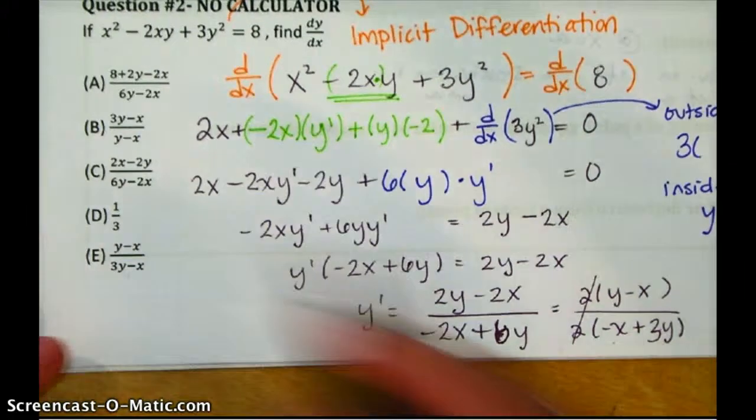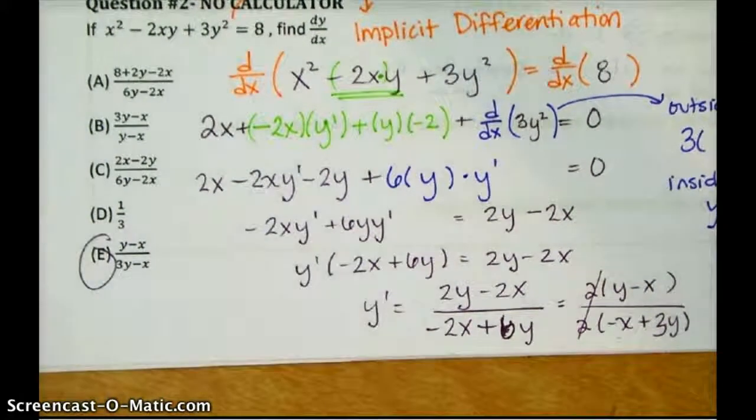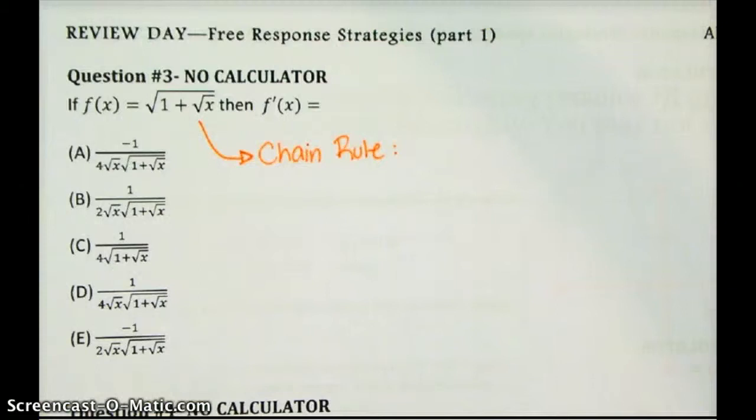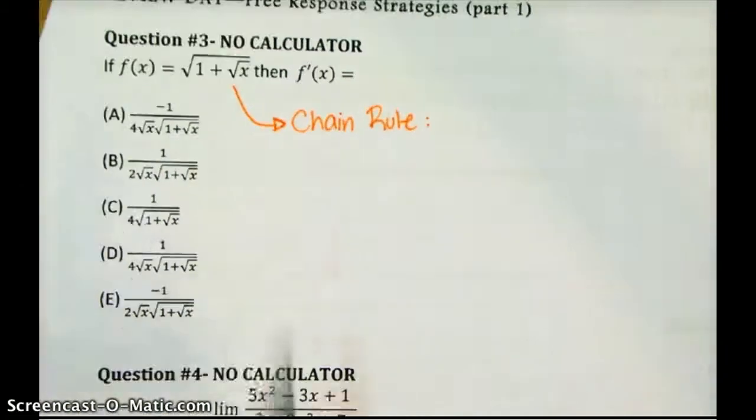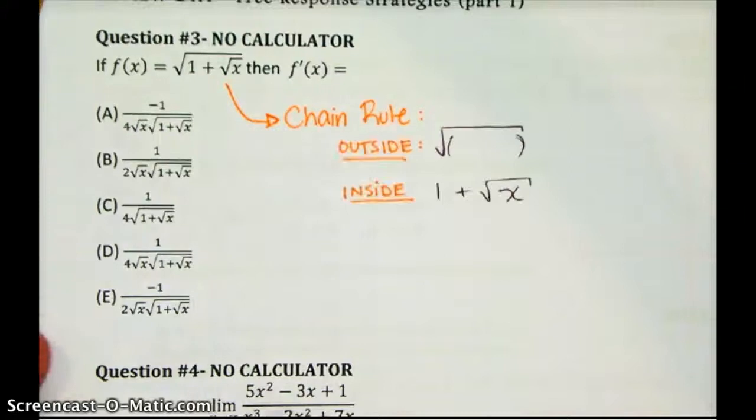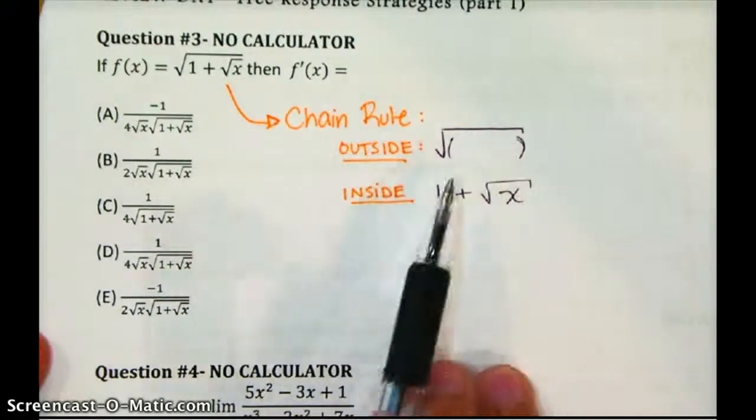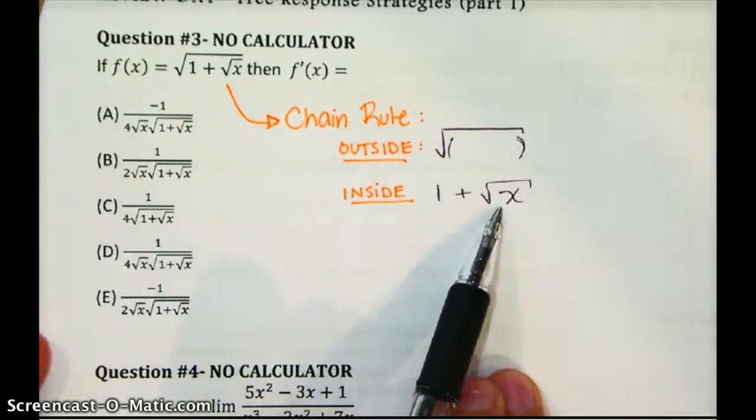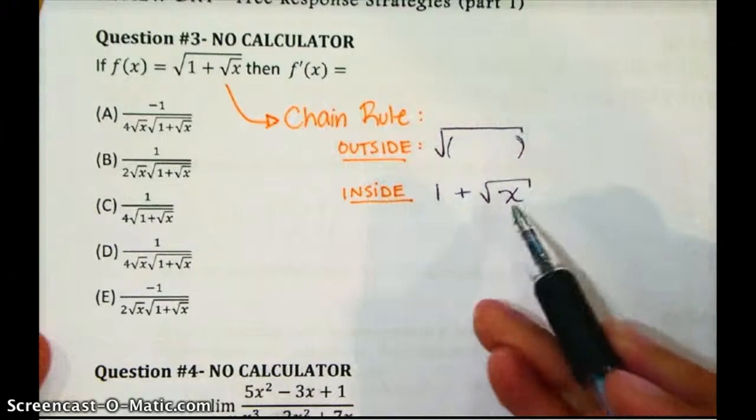So this expression is the same thing as e. In question number 3, we're going to use the chain rule, and that's because I see a function inside of another function. The outside function is the square root of something, and the inside function is 1 plus the square root of x. Now I need to take the derivative of each of these.